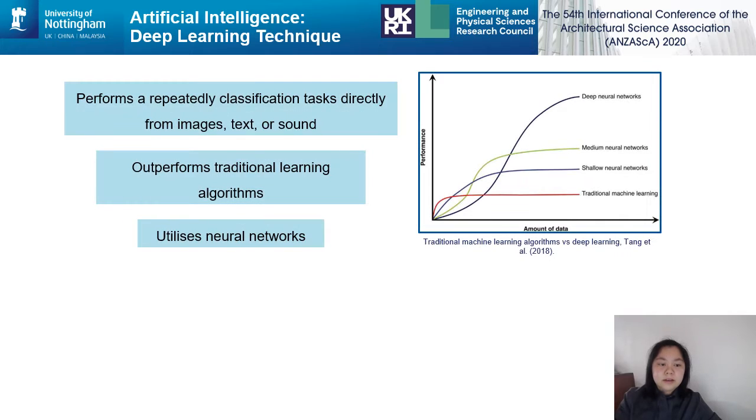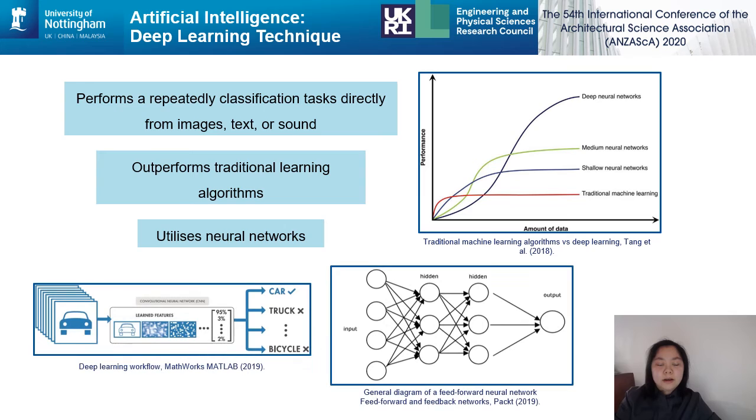AI techniques such as deep learning perform repeated classification tasks directly from input data of images, text or sound. It outperforms traditional learning algorithms. This includes machine learning through the use of neural networks. The following images show examples of deep learning classifications.